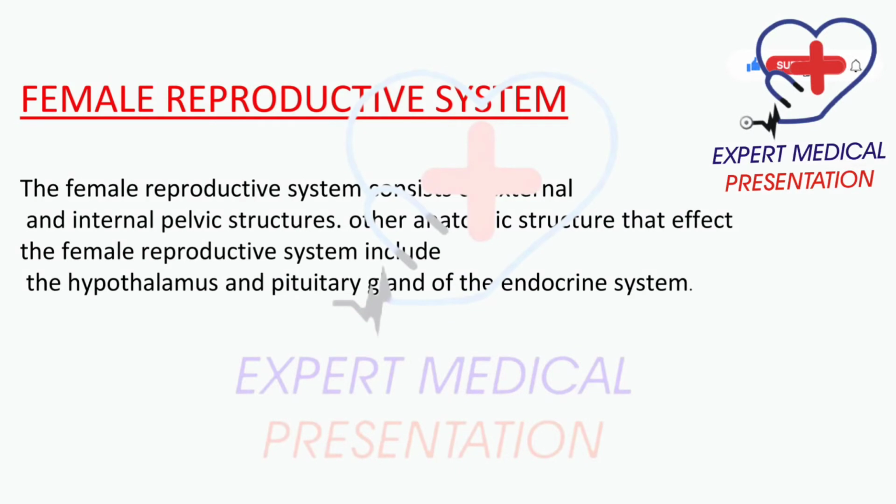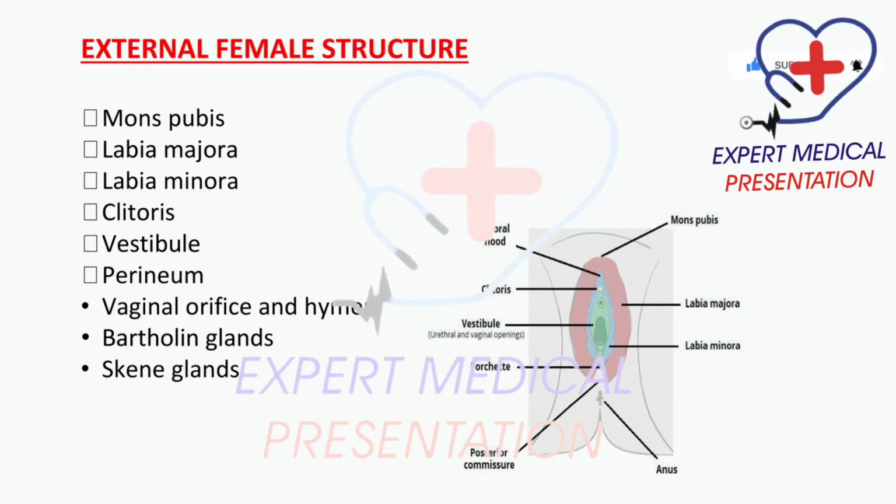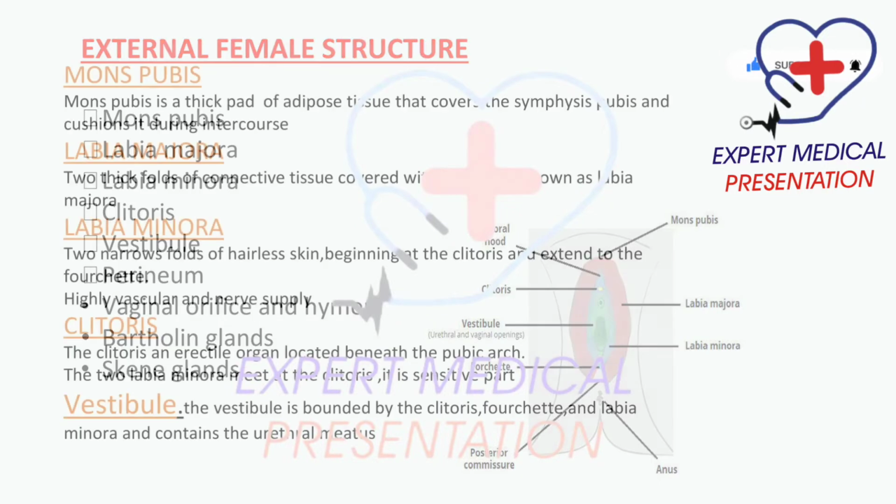Female reproductive system. The female reproductive system consists of external and internal pelvic structures. Other anatomic structures that affect the female reproductive system include the hypothalamus and pituitary gland of the endocrine system. External female structures: mons pubis, labia majora, labia minora, clitoris, vestibule, perineum, vaginal orifice and hymen, Bartholin glands, Skene glands.